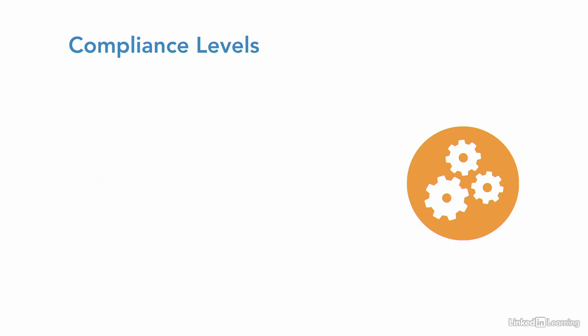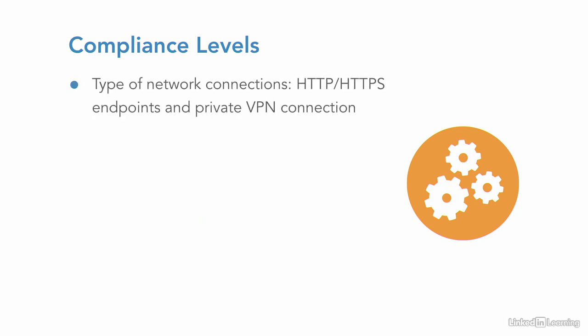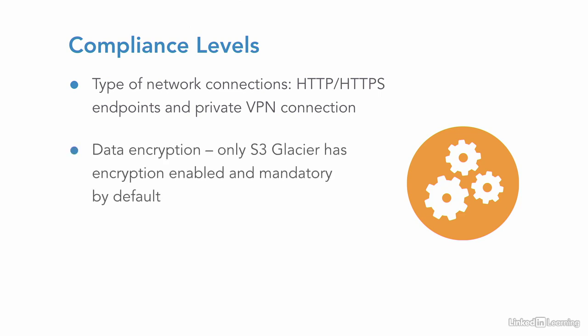The types of network connections that I can utilize to match the compliance levels of what I need in order to operate in the cloud can either be an HTTP or HTTPS endpoint. You can also use private VPN connections. And as talked about, only S3 Glacier has encryption enabled and mandatory by default, but I can turn on data encryption for any data records that are stored at AWS.